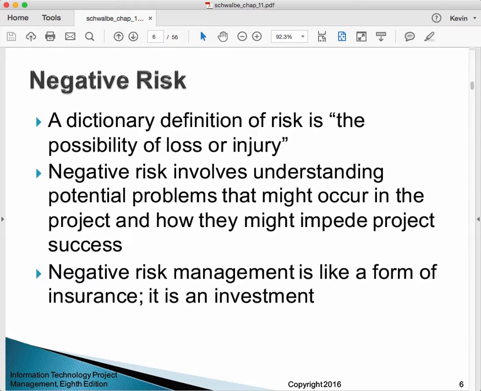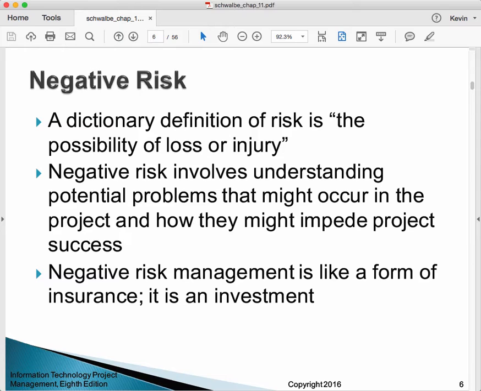Negative risk involves understanding potential problems that might occur in the project and how they might impede project success. Negative risk management is like a form of insurance. It's an investment. So we have some expectation of the outcome for the project, and we know that there's a probability that it might not turn out that well. So we have some negative risk.